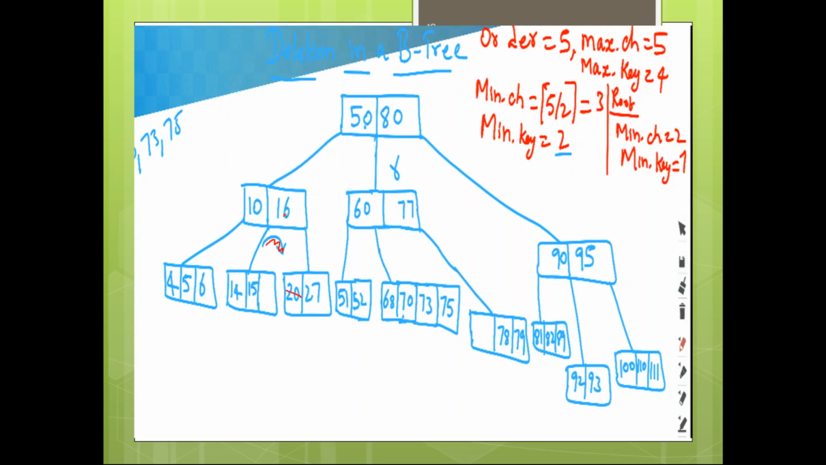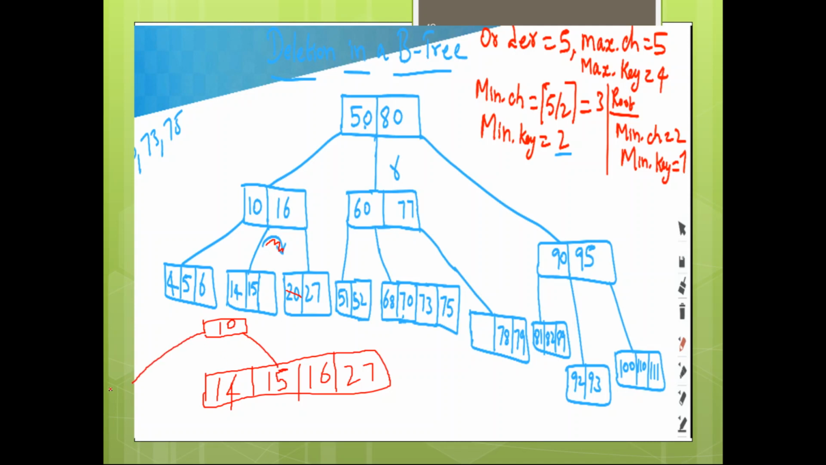The middle key is 16, so 16 will come down, and merging will become something like this: 14, 15, 16 and 27. This is the new node which is created with these values. The parent now has only one key, that is 10. 10's right pointer will point to this node, and its left will point as usual to 4, 5 and 6.